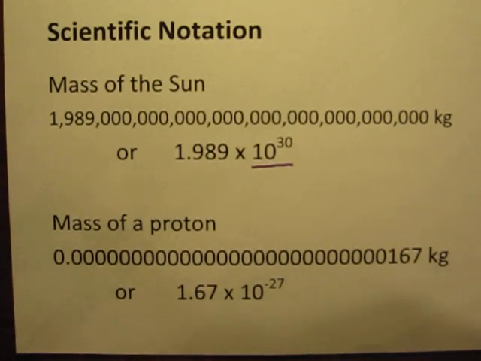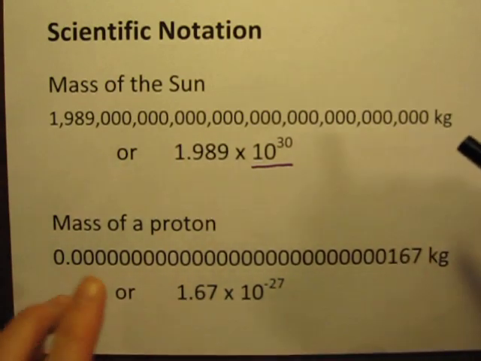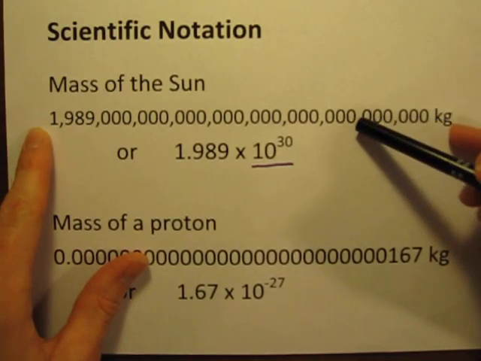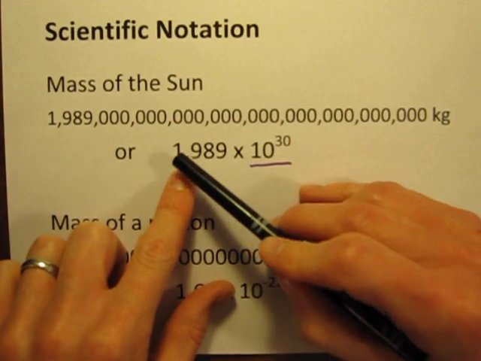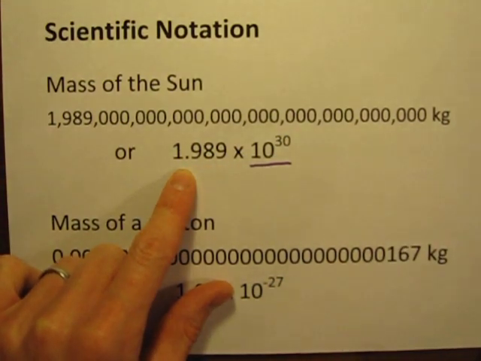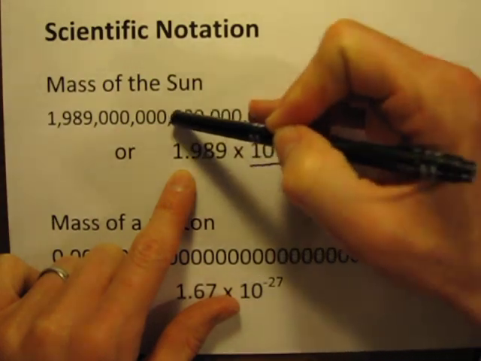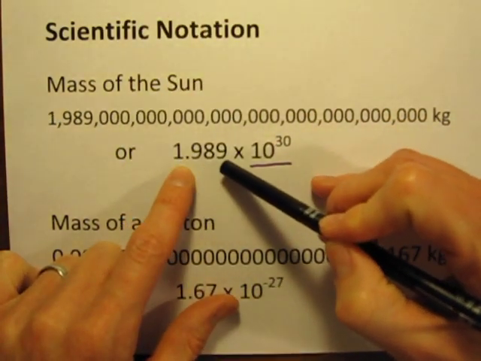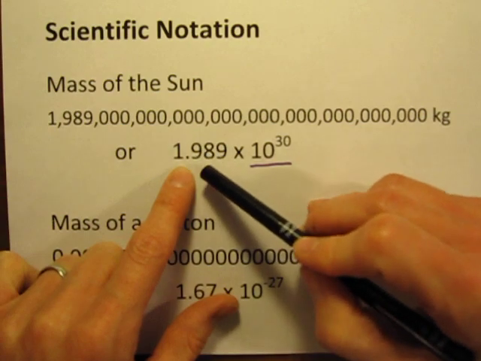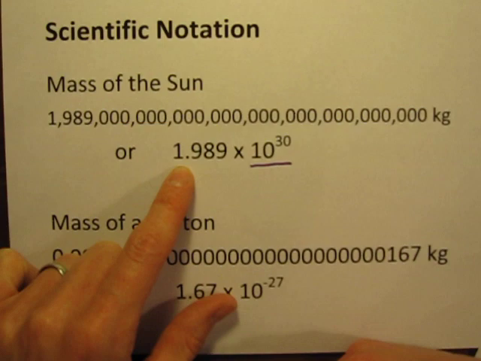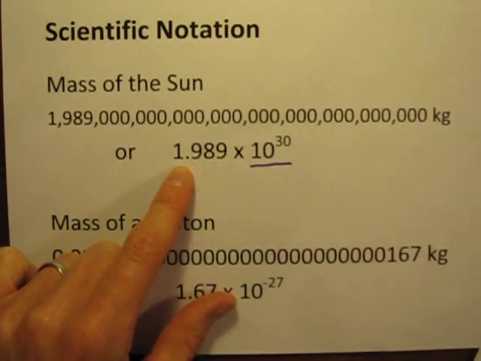So, scientists just say, well, instead of writing it out with this many zeros, let's just move the decimal place over, and we can say 1.989 times 10 to the 30th power. So they just moved the decimal point 30 spaces over and multiplied. 1.989 times 10 to the 30th power. So this is for a huge number.